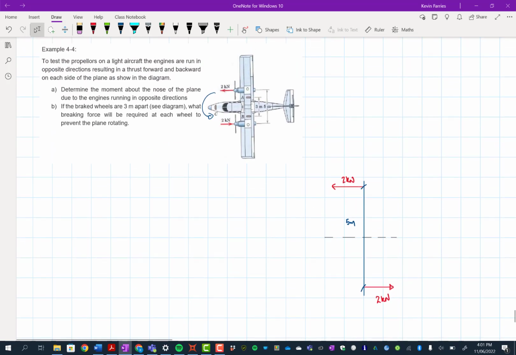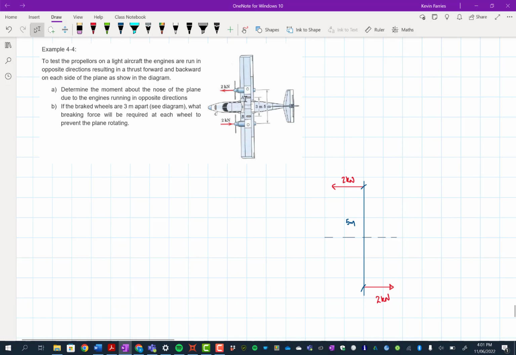So another fairly easy one. We've got an aircraft on the tarmac, sitting on the ground. They're testing the engines, so they're driving one forward with a force of 2 kilonewtons forward, and the other engine they're driving backwards, so it's 2 kilonewtons backwards.